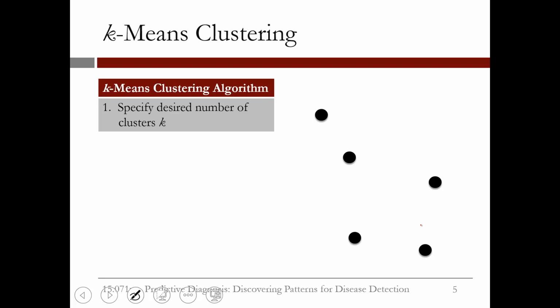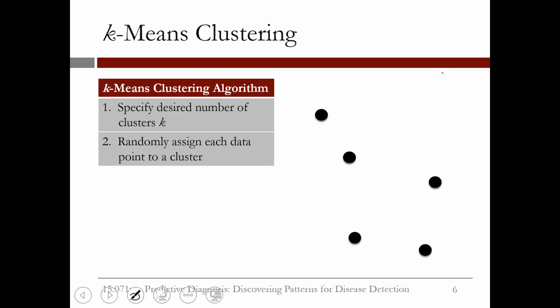Let us illustrate the k-means algorithm in action. We specify the desired number of clusters k. In this case, we use k equals 2. We then randomly assign each data point to a cluster. In this case, we have the 3 points in red and the 2 points in black. We then compute the cluster centroids, indicated by the red X and the gray X.